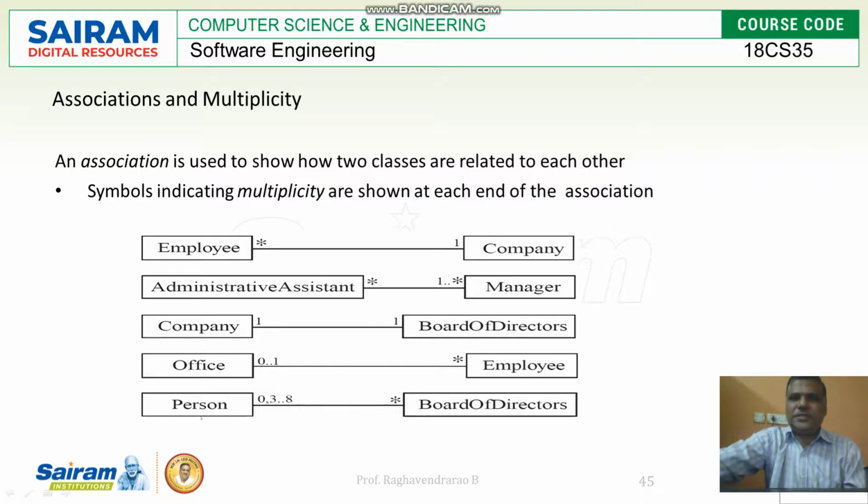Then the number of persons in the board of directors is going to be 0 or 3 to 8 members. So the board of directors can have 0 or more members present. The board of directors can have 0 persons, or 3 to 8 members in the board of directors environment. Okay, so they will be going to have it.